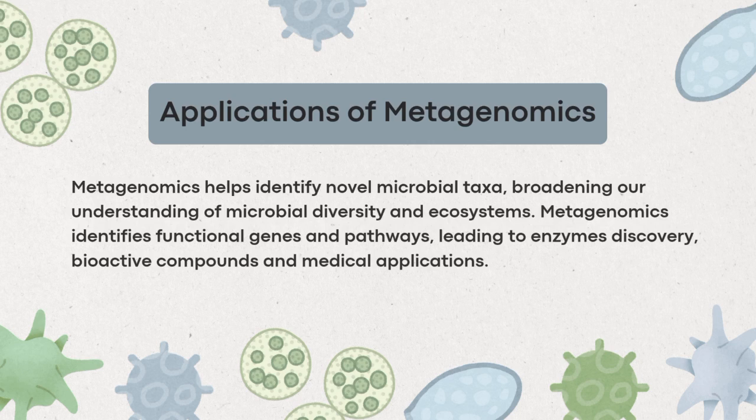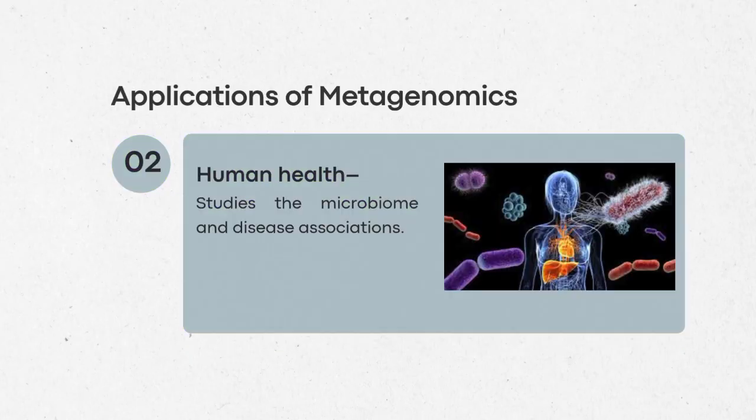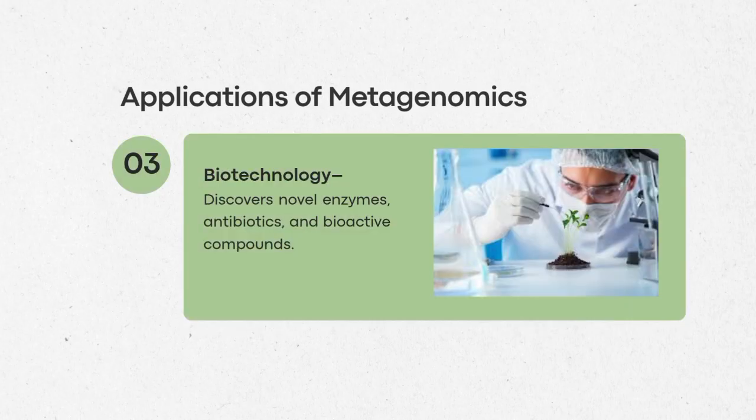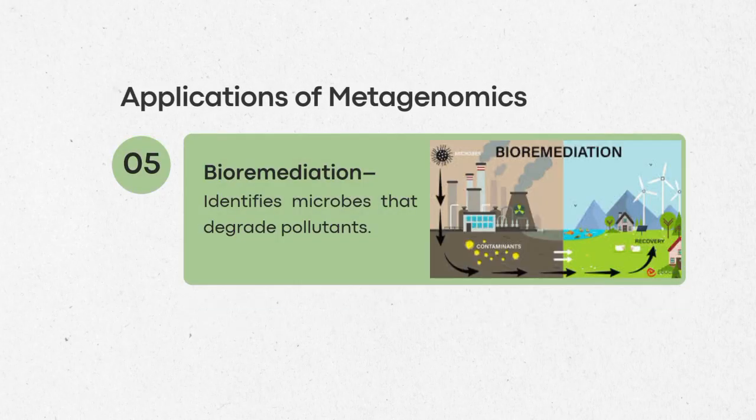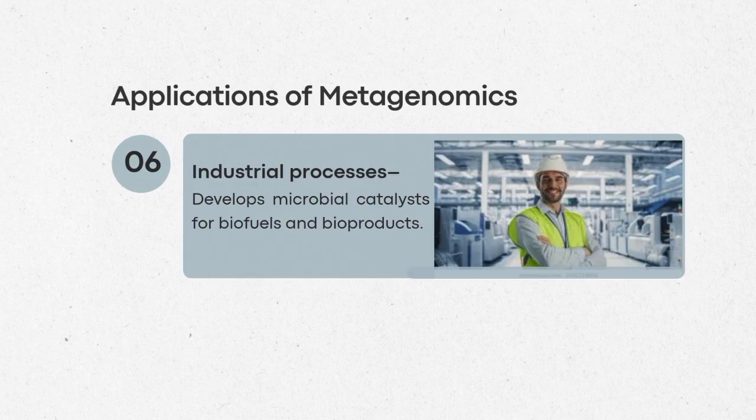Metagenomics helps identify novel microbial taxa, broadening our understanding of microbial diversity and ecosystems. Metagenomics identifies functional genes and pathways, leading to enzyme discovery, bioactive compounds, and medical applications, such as environmental monitoring, human health, biotechnology, agriculture, bioremediation, and industrial processes. It also helps discover new enzymes, antibiotics, and bioactive compounds for biotechnology and medicine.